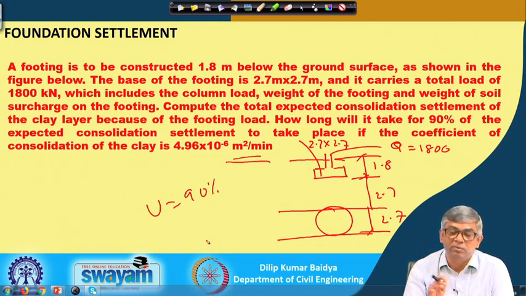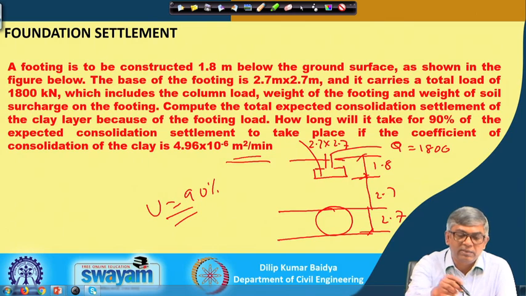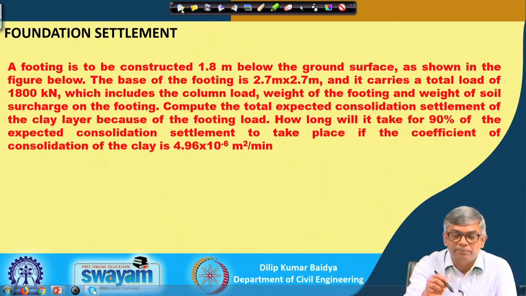C c is not given. So, from the E versus log P plot, I will get C c, then using that I will get the consolidation settlement. After getting the consolidation settlement, next what I have to do? I have to find out again U 90%, how much time it should take. So, these are the different parts of this problem.